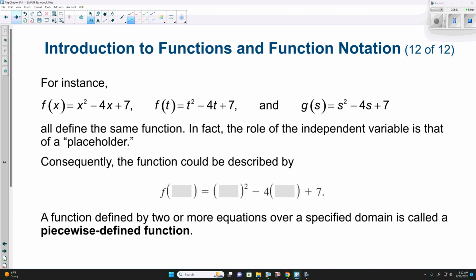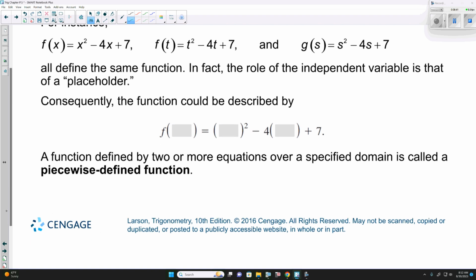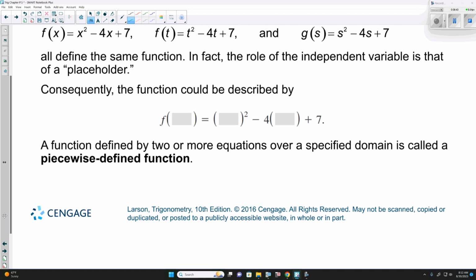And we can have all these here. We can have multiple. We can have x. We can have t. We can have g of s. It doesn't matter. Now, a function defined by two or more equations over a specified domain is called a piecewise function.